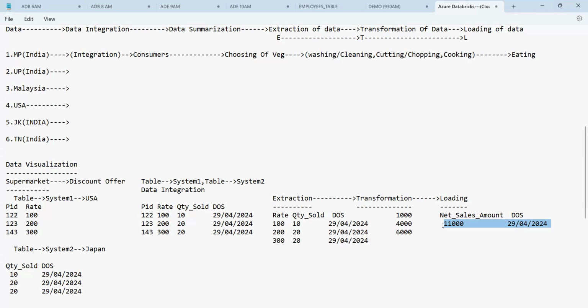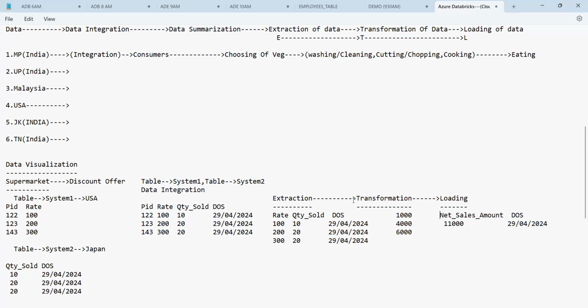This is a shortcut. If you get the data like this, it will be easy for the user to define the net sales amount. So I can say the net sales amount is 11,000 on the date 29/04/2024. Based on this report, the management of the supermarket will introduce a discount offer. So in this process, what have we done? We've done the data integration, the data summarization, and the data visualization also.